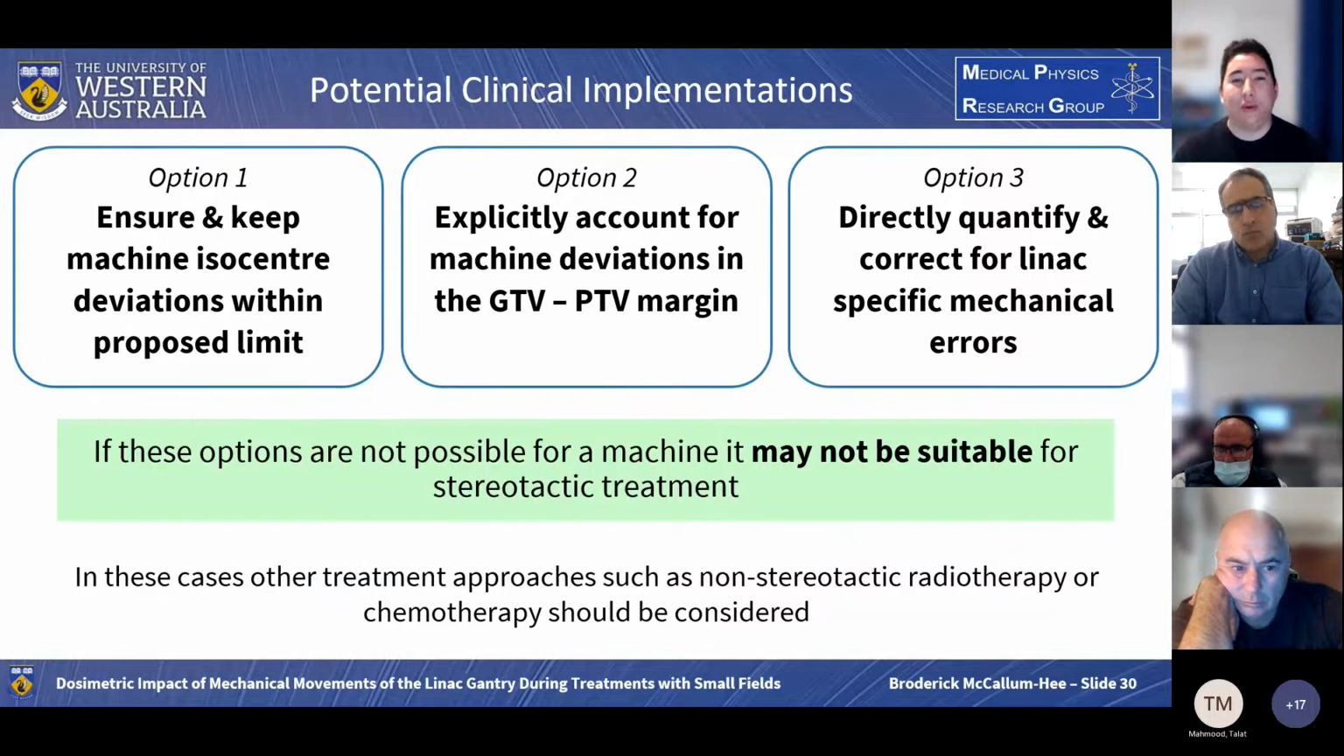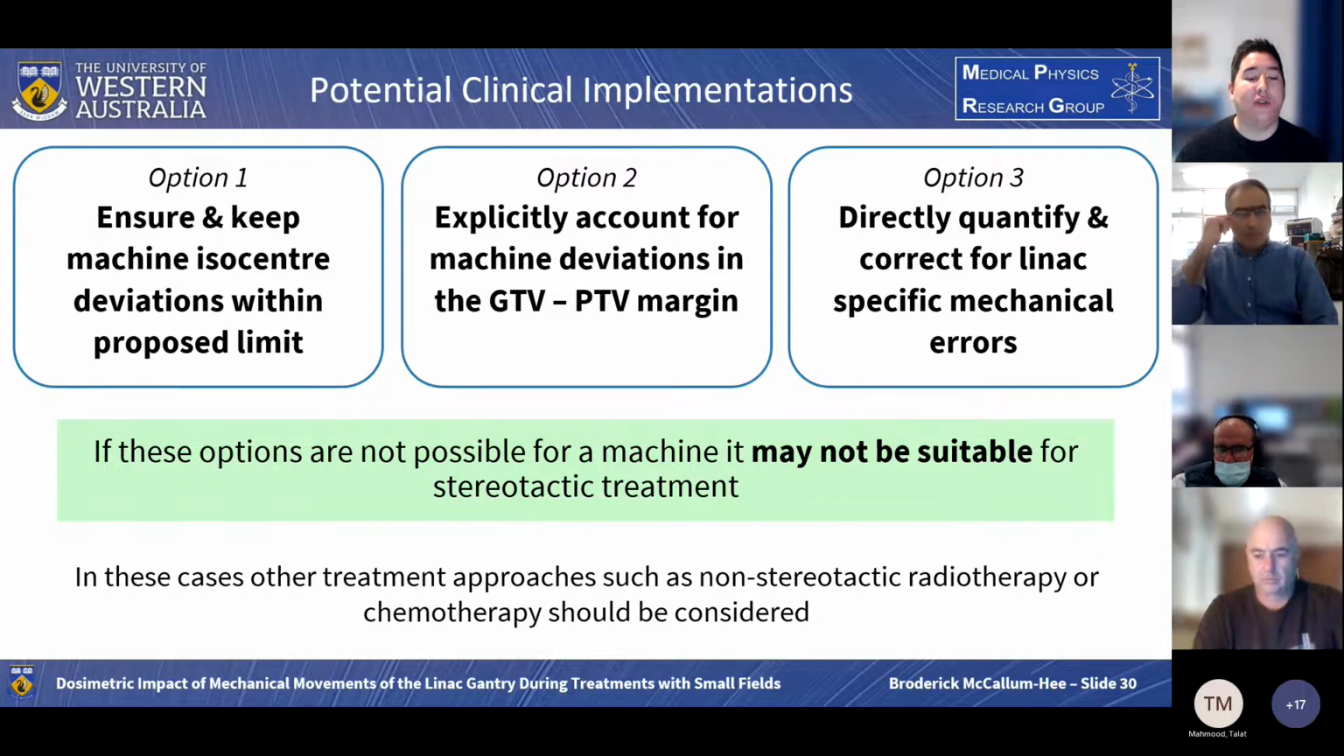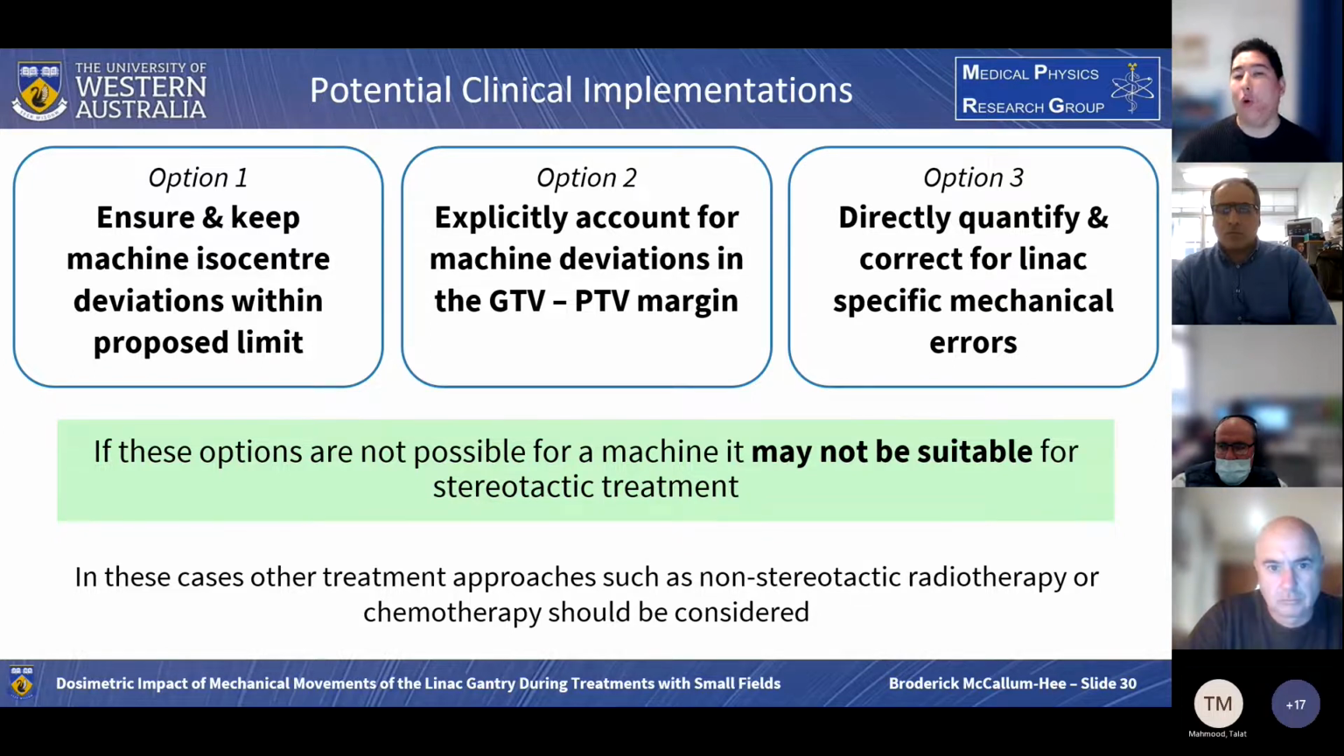If none of these three options can be done, it's potentially possible that the machine is not suitable for stereotactic treatment. In these cases, other treatment approaches should be considered, such as non-stereotactic radiotherapy, where the fractionation and use of lower doses means that it may be more viable, or non-radiotherapy techniques such as chemotherapy should be considered.